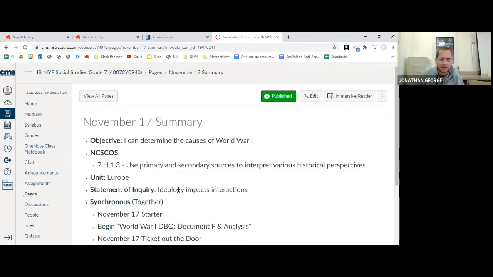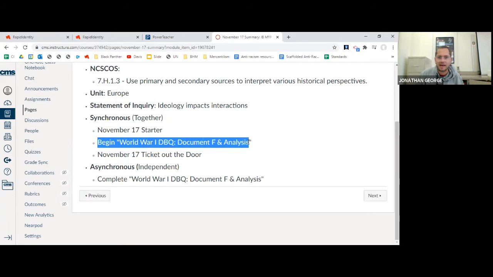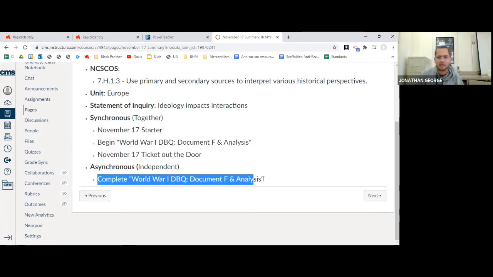Europe, ideology, impacts, interactions. Synchronous work: November 17th starter, which we just did. We're going to begin document F in the analysis, and then the ticket out the door. Then your asynchronous work is to complete document F and the analysis.